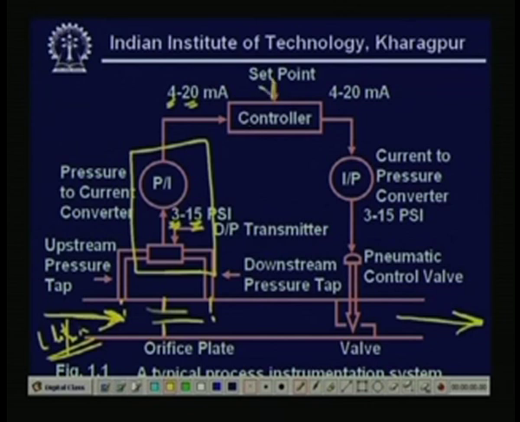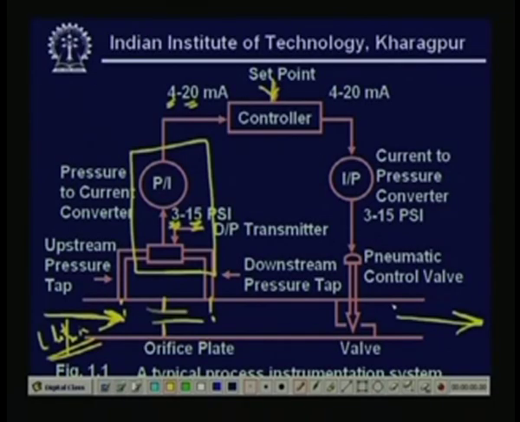I have a set point. What is the set point? The set point sets the value of the flow of the liquid, suppose 1000 liter per hour, that type of set point we have. Now, if for some reason this falls, then what will happen? I have to open the valve so that more liquid will flow. Or if the flow has increased, then I have to close the valve, right. That type of signal you have to put to the control valve.